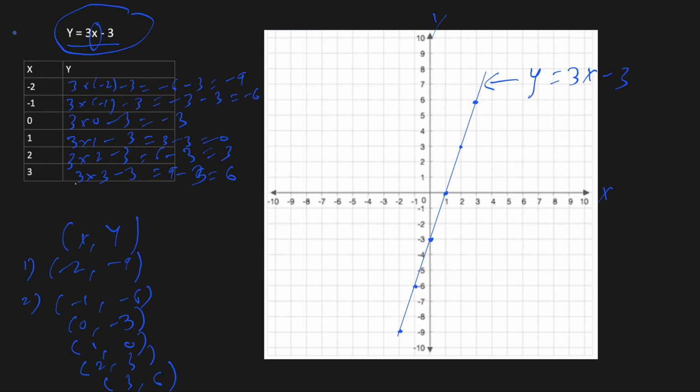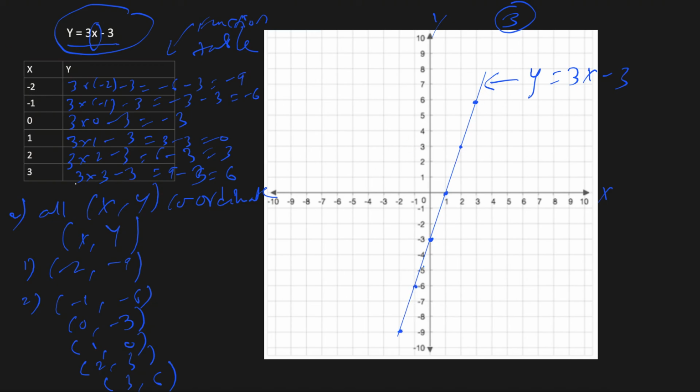So the first step is the function table. The second step is listing all the y coordinates. And then the third step is drawing all the points and then drawing a line that passes through all the points.